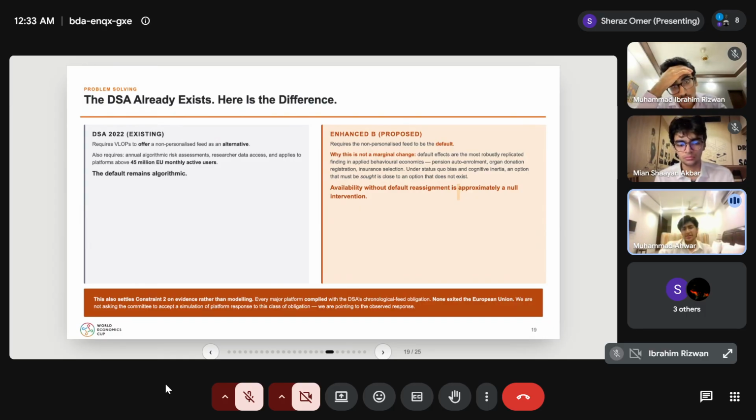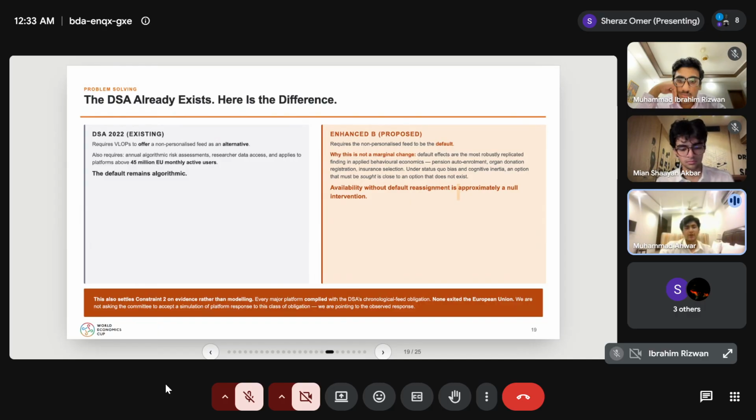This is not simply a restatement of existing law. As just noted, the DSA requires platforms to offer a non-personalized feed as an alternative, whereas this recommendation requires it to be the default. That distinction is not marginal, since default effects are among the most robustly replicated findings in behavioral economics, so an option that must be sought is close to one that does not exist.